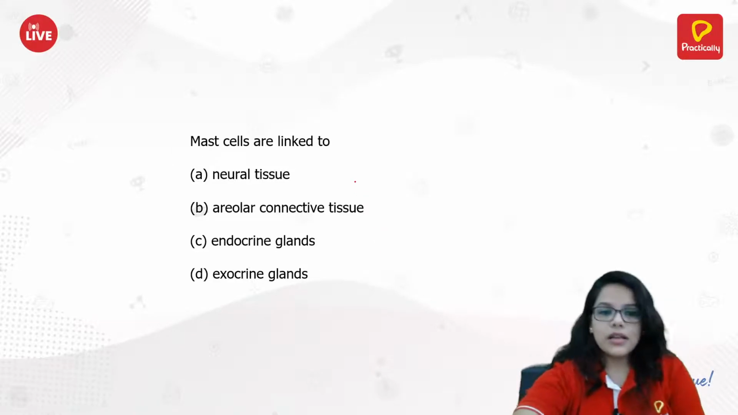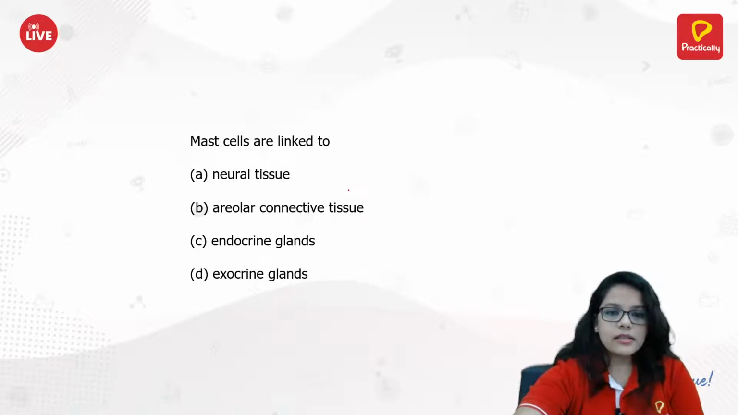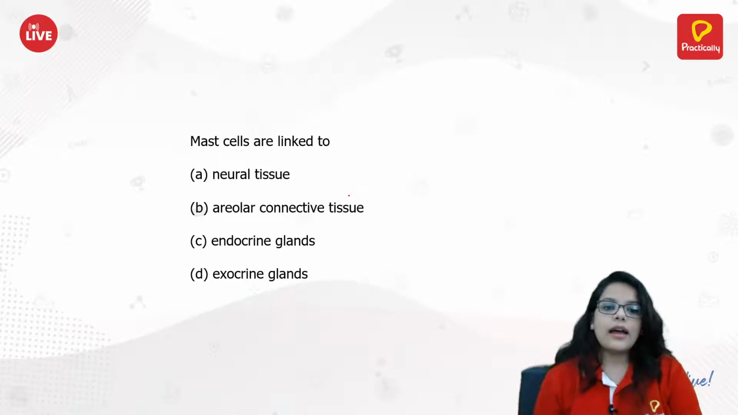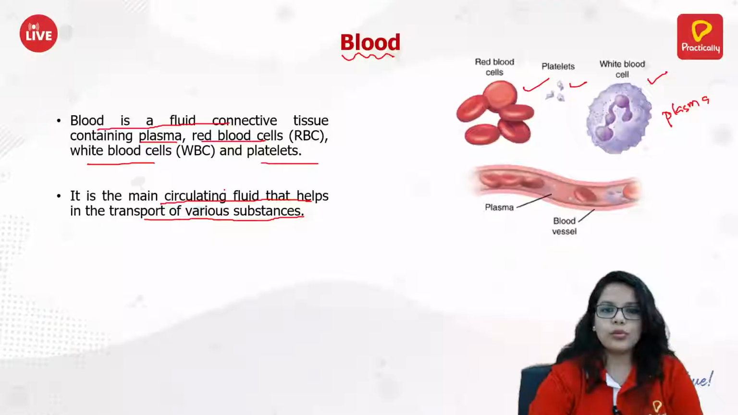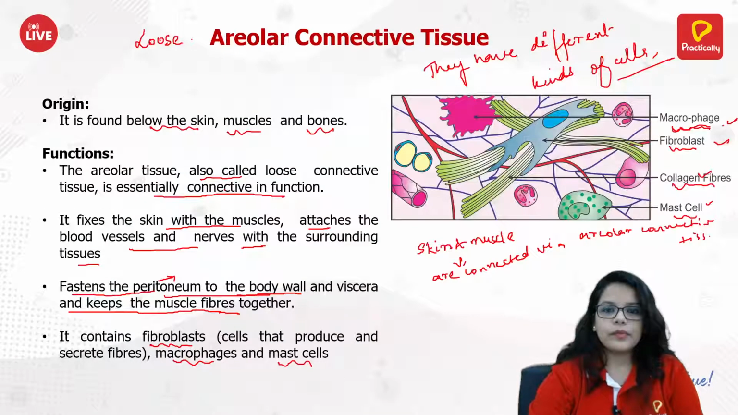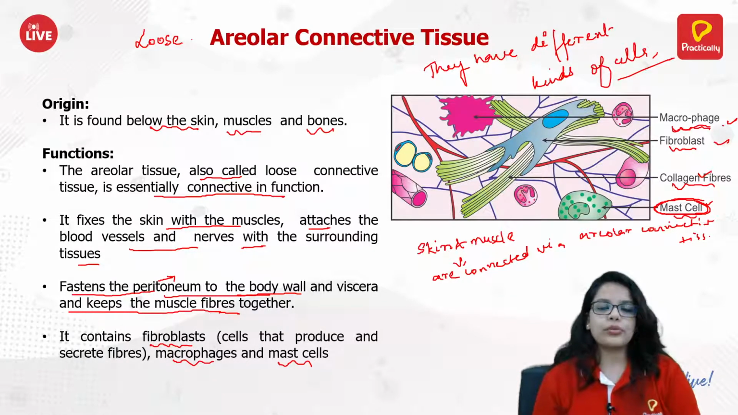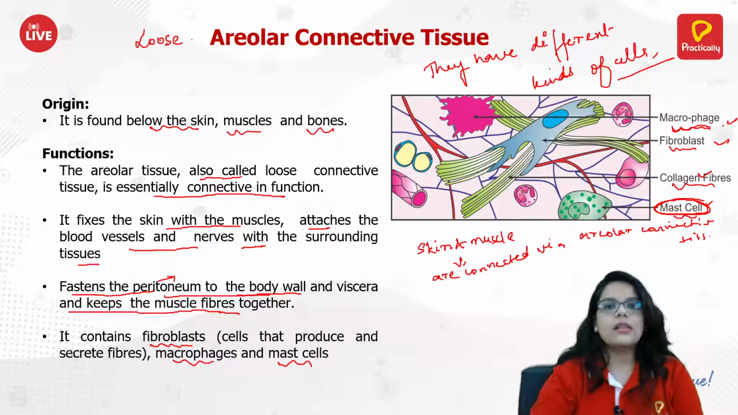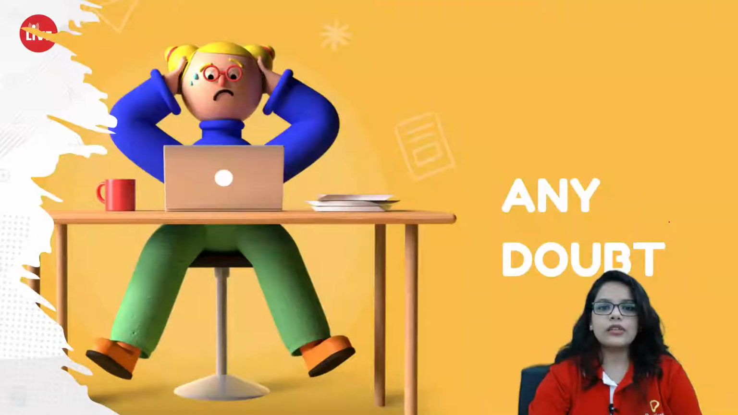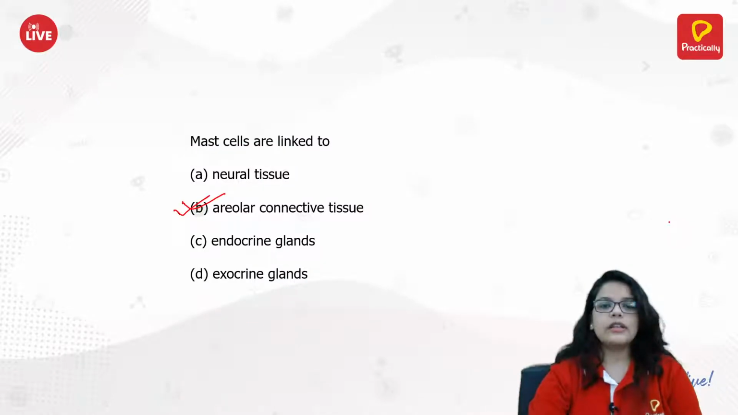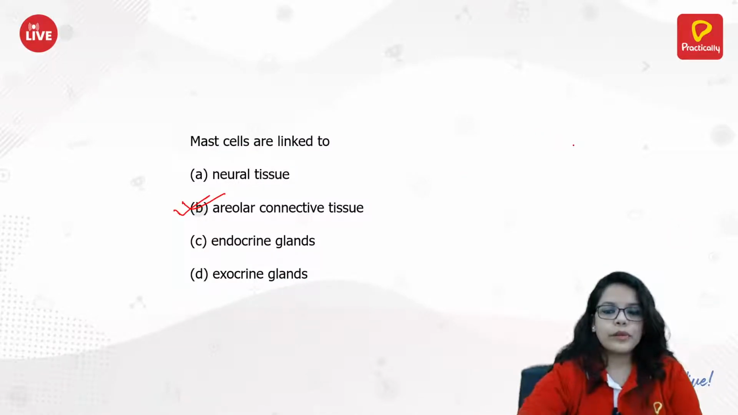So the mast cell is connected to the areolar connective tissue. Let's show. See, in the areolar connective tissue, we have the mast cells. In no other connective tissue can you find mast cells. Mast cells are properly connected to the areolar connective tissue.